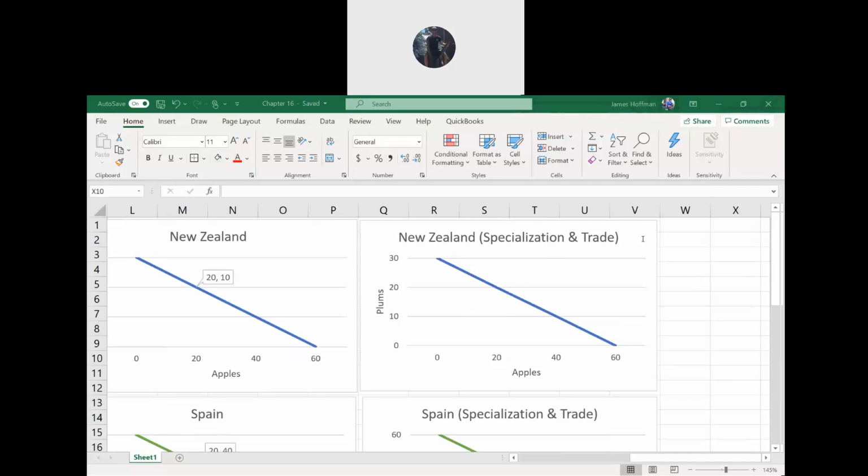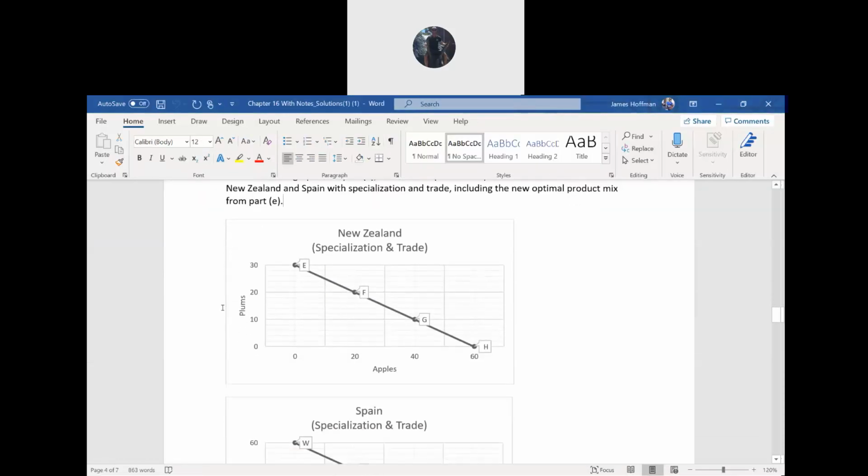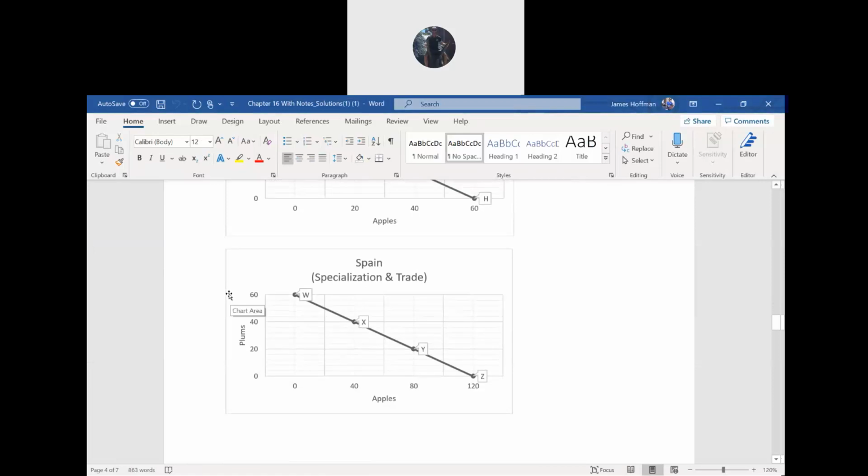Okay, so that took a while, but that's the full problem. So there you would put the new graphs with the specialization and trade.